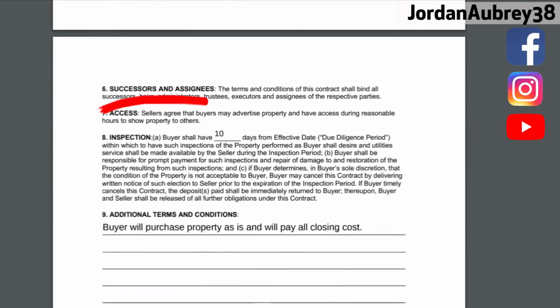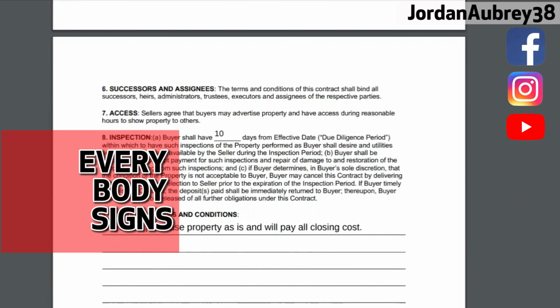Number 6, successors and assignees, basically saying everybody's going to agree to this information that's on here. So, hey, terms and conditions. The terms and conditions of this contract shall bind all successors, heirs, administrators, trustees, executors, assignees of the respective parties. So it's basically saying, hey, if you're the buyer and you want this deal, you're going to have to agree to all these terms. If you don't want to pay closing, that's perfectly fine, but if you sign this, you're going to have to pay closing. It binds everybody in this process.